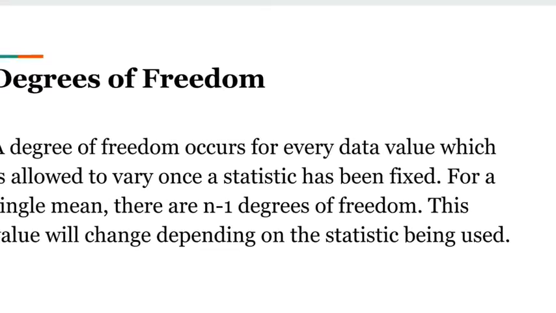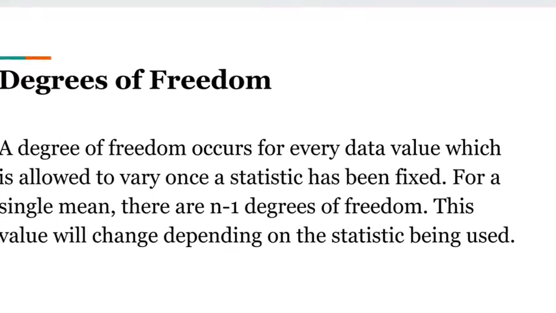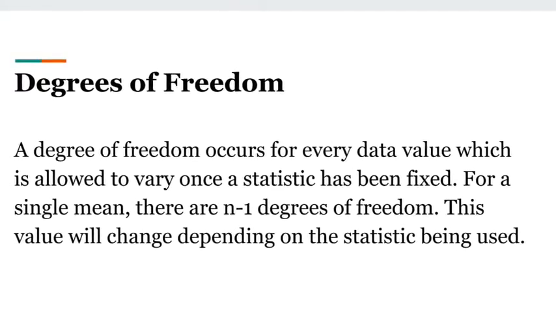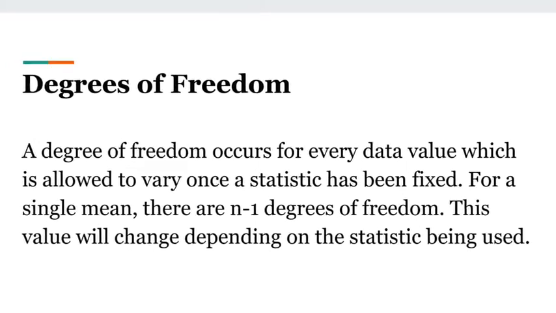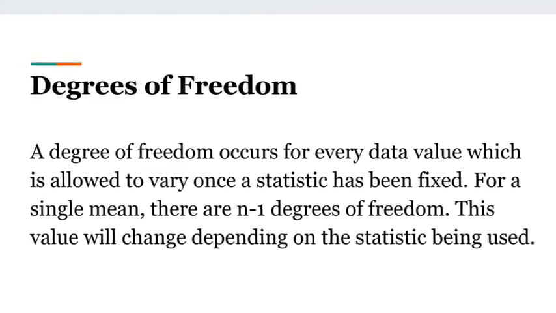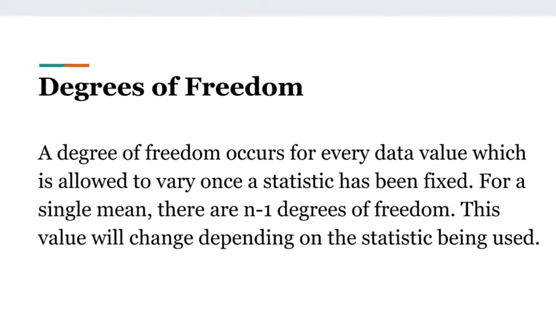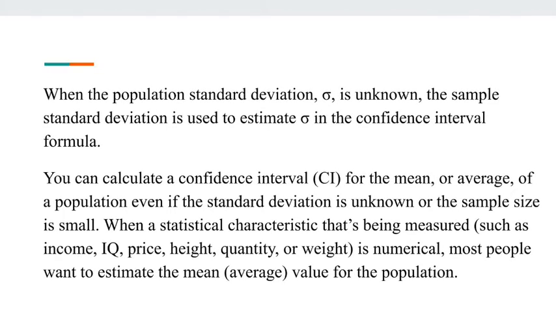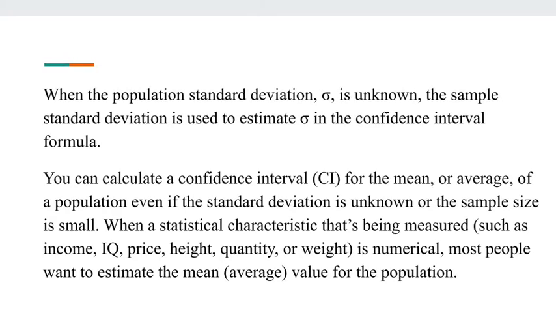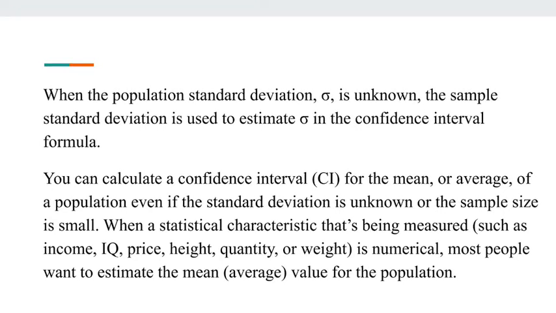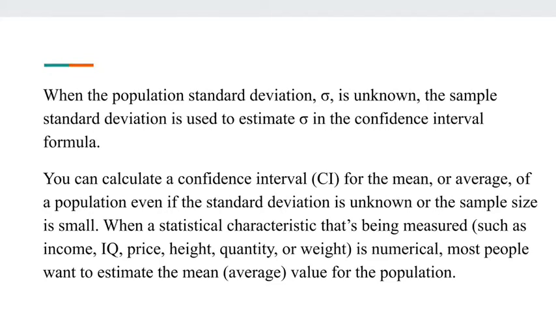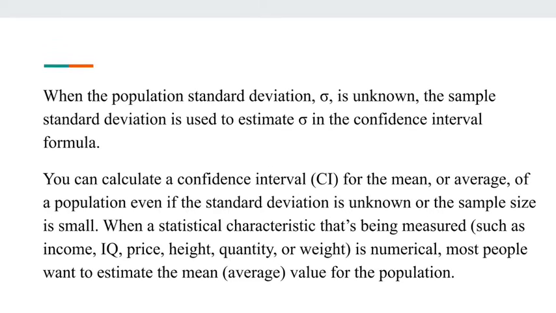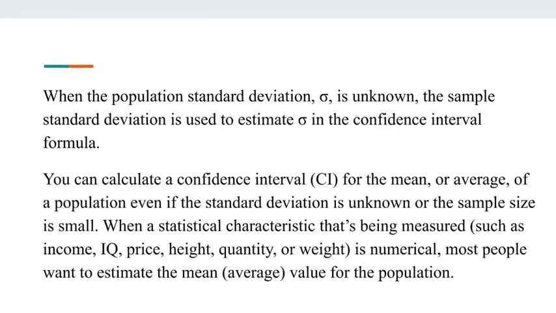Degrees of freedom. A degree of freedom occurs for every data value which is allowed to vary once a statistic has been fixed. For a single mean, there are n-1 degrees of freedom. This value will change depending on the statistic being used. When the population standard deviation is unknown, the sample standard deviation is used to estimate it in the confidence interval formula. You can calculate a confidence interval for the mean or average of a population even if the standard deviation is unknown or the sample size is small.